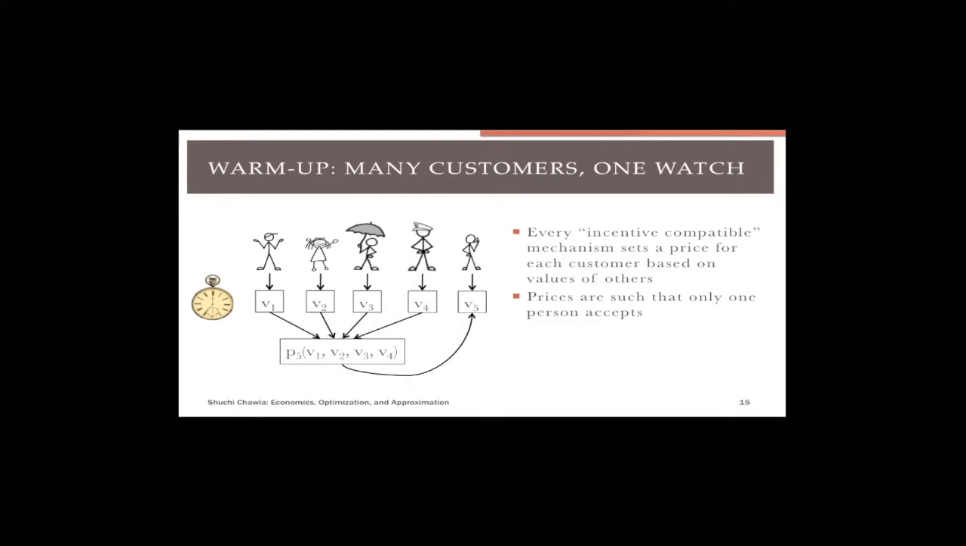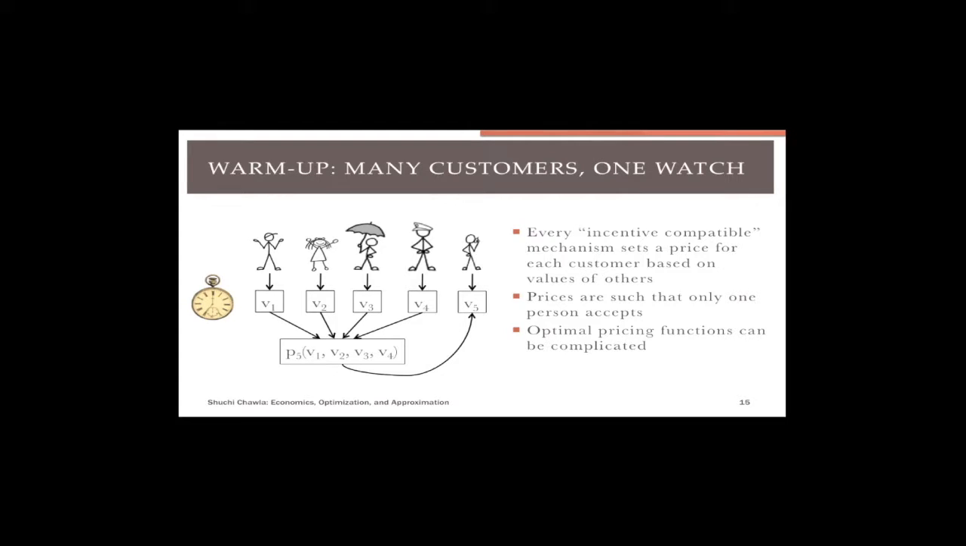So what can we do? Well, in this case, the optimal mechanism looks like the following. Again, it's going to set a price for every person. So person 5 here is going to be offered the watch at some price P5, and this price is going to be a function of the values of other people. If other people are willing to pay a really large amount for the watch, then we will offer the watch at a high price to the 5th guy. If other people are not really interested in the watch, then we might offer the watch at a lower price to the 5th guy. So this price could be a function of these values. But these functions can be pretty complicated, and that's what I mean by saying that the optimal mechanism can be complicated.